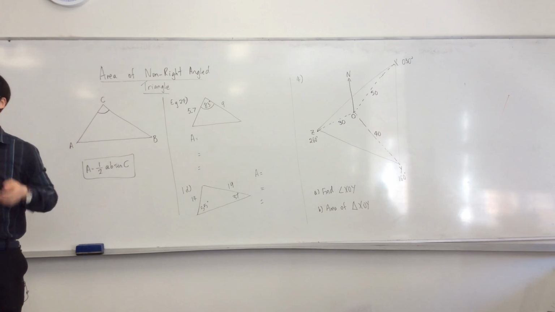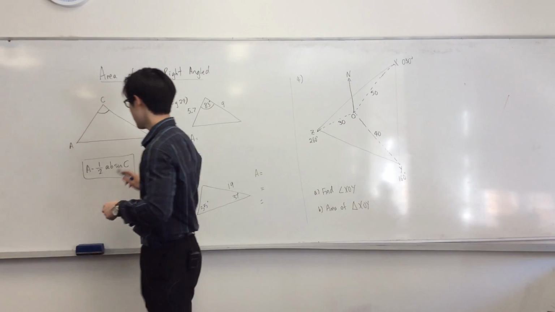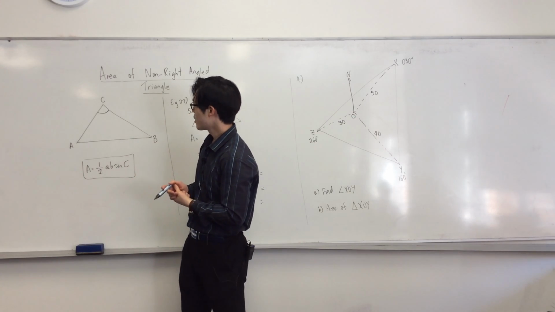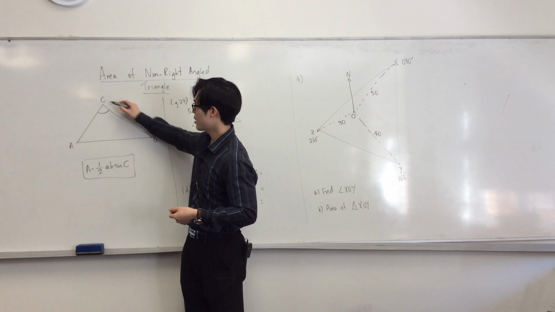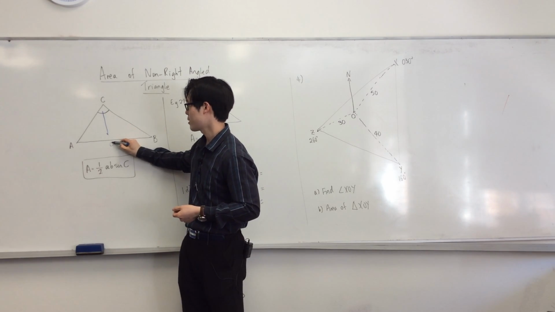Girls, ready? Alright, girls, we're learning to find the area of a non-right angled triangle. And once again, this formula works even for a right angled triangle. But before we do, what length does this represent if the angle is C here? Yeah, small case c.